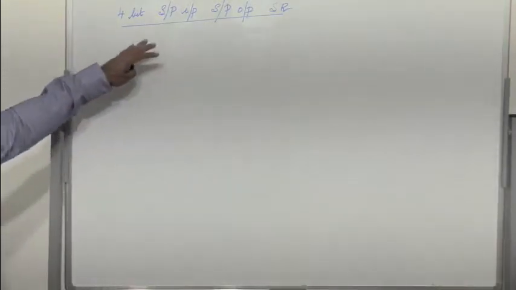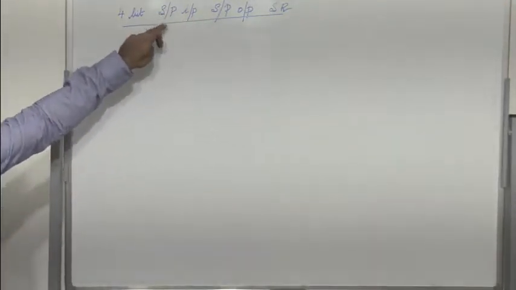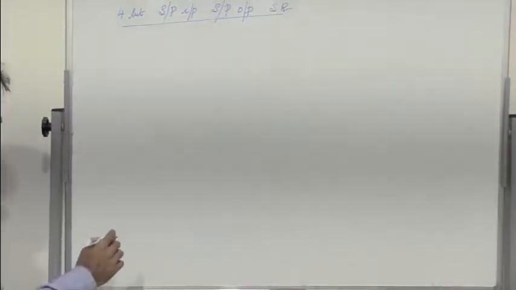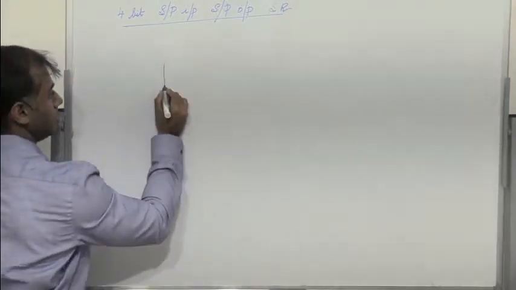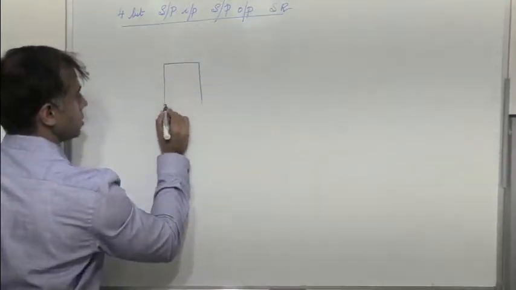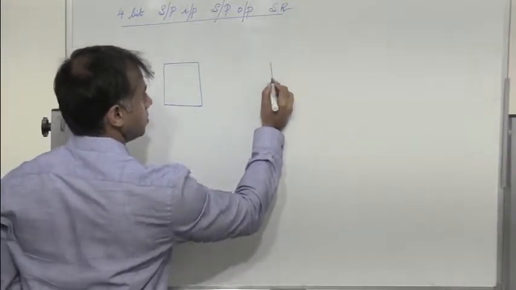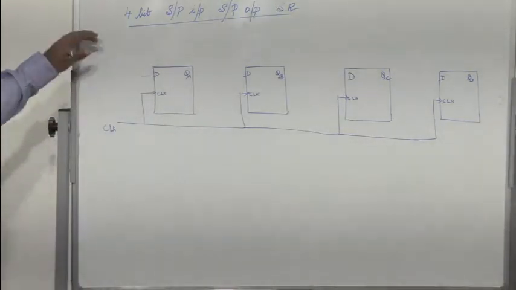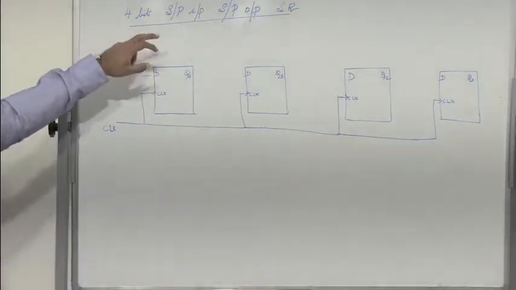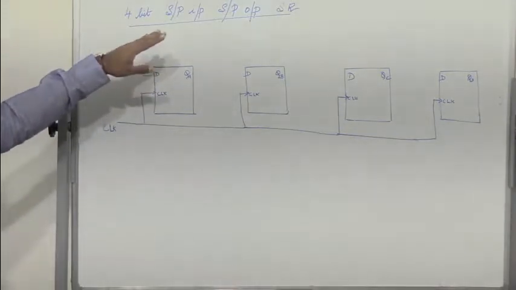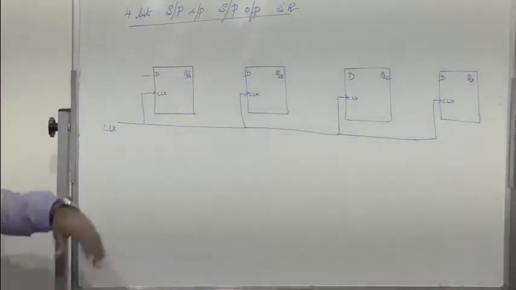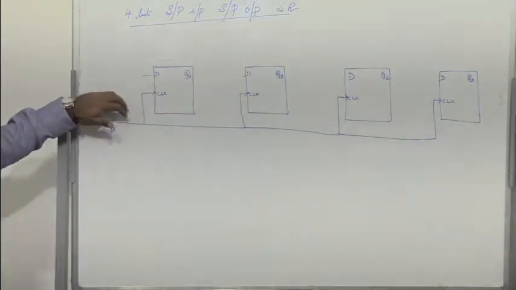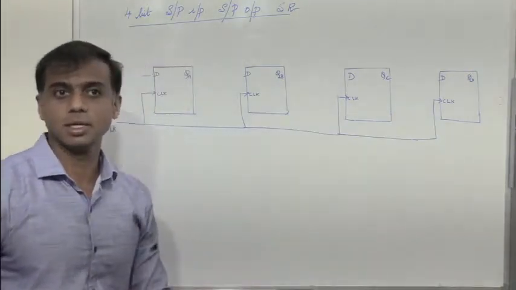So we have these 2 options, serial or parallel at the input, and 2 other options, serial or parallel at the output. So of course, we need 4 D flip-flops. Now, in order to design a 4-bit serial input, parallel input, serial output, or parallel output shift register, we need 4 D flip-flops. Okay, and all the 4 are synchronized, that means they're connected to the same clock.